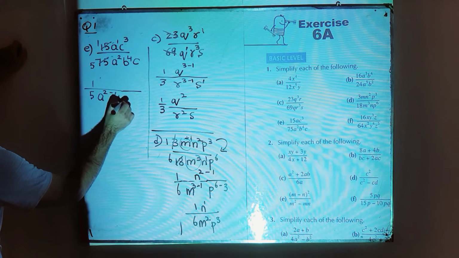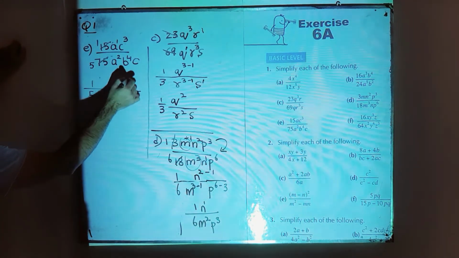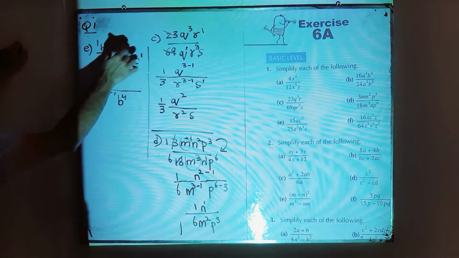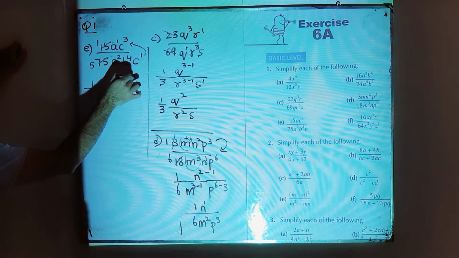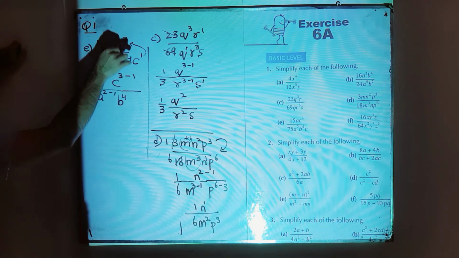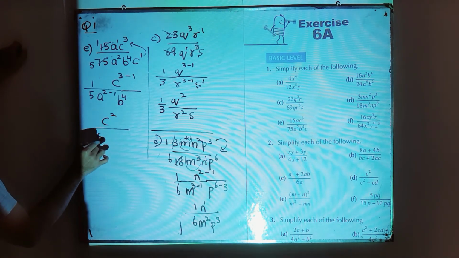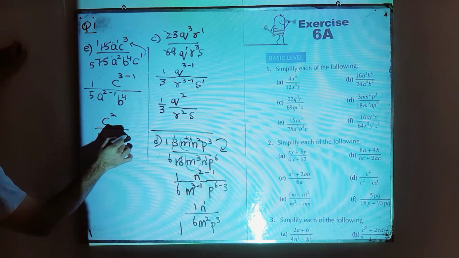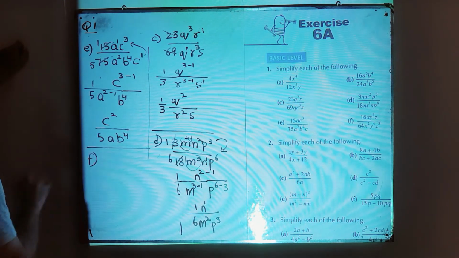We have only one term involving b, so it will not be changed, it will be as it is. And what about c? This is c power 1. So move this lower power of c in the numerator, this will become 3 minus 1. This is positive 1. When you shift this in the denominator, it will become minus 1. So your answer will be c square over 5 a b power 4. The next one is part number F.